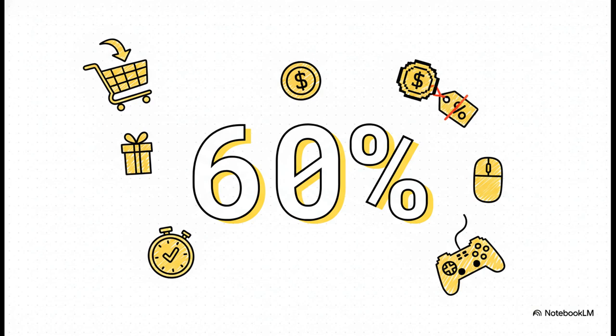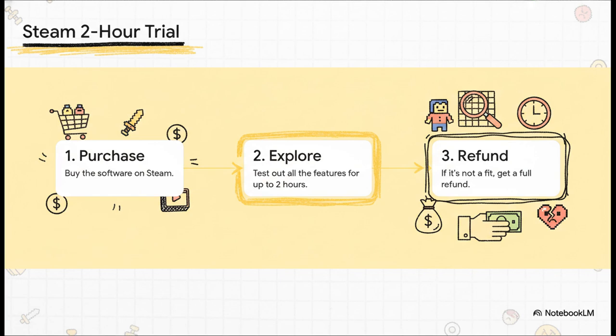But you know what? You don't even have to wait for a sale to give it a spin. And that brings us to what I like to call the brilliant Steam trial method. Thanks to Steam's super generous refund policy, you can actually buy the software at full price, spend up to 2 hours playing around with it, and I mean really dig in and see if it clicks. And if you decide it's not your thing, you can get a full refund, no questions asked. It's basically a free 2-hour deep dive demo.